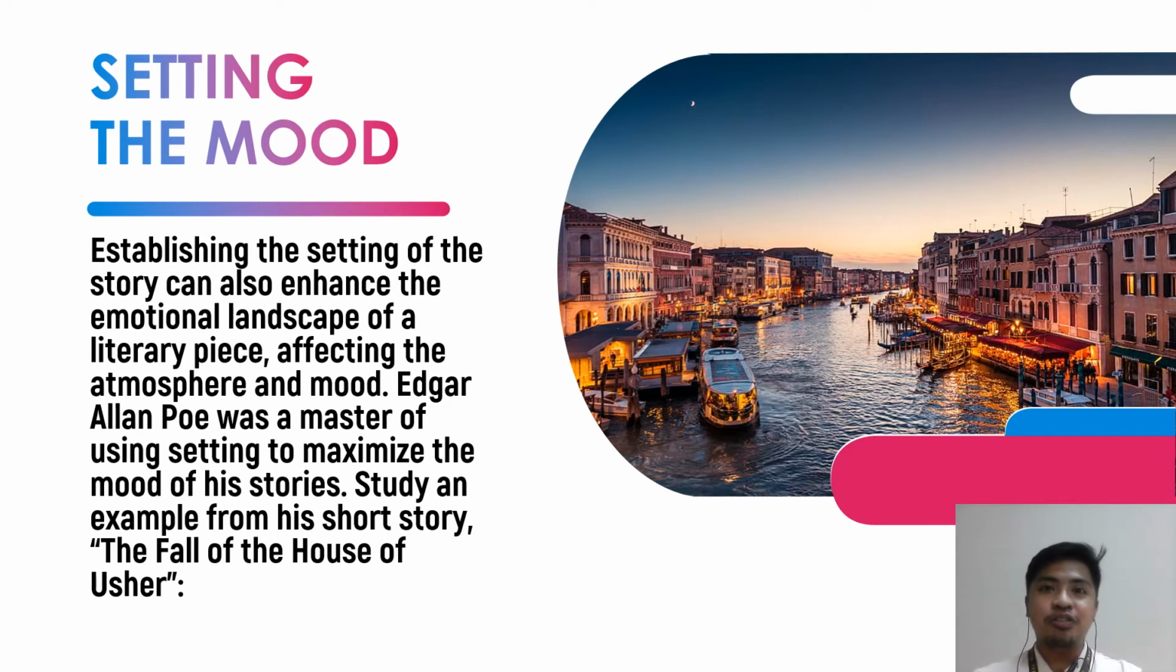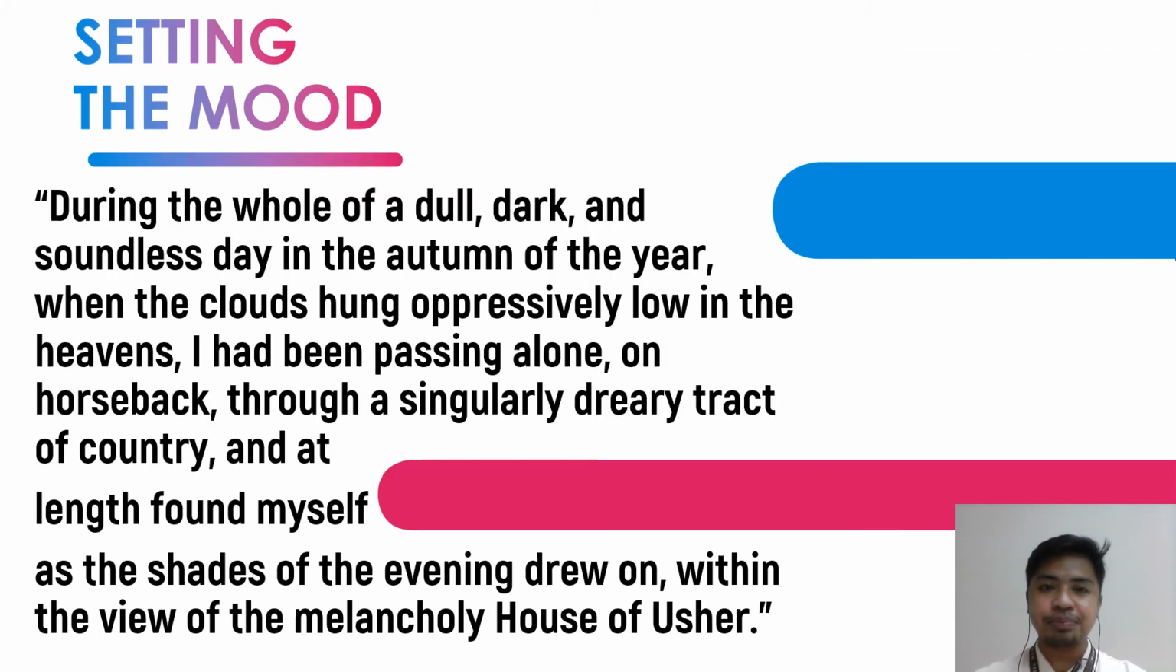Edgar Allan Poe is known for telling stories in a morbid way because he is a master of using setting to maximize the mood of his stories. For example, I will be lifting an example paragraph from his short story entitled The Fall of the House of Usher. Look at the example paragraph. "During the whole of a dull, dark, and soundless day in the autumn of the year, when the clouds hung oppressively low in the heavens, I had been passing alone on horseback through a singularly dreary tract of country, and at length found myself, as the shades of the evening drew on, within view of the melancholy House of Usher."